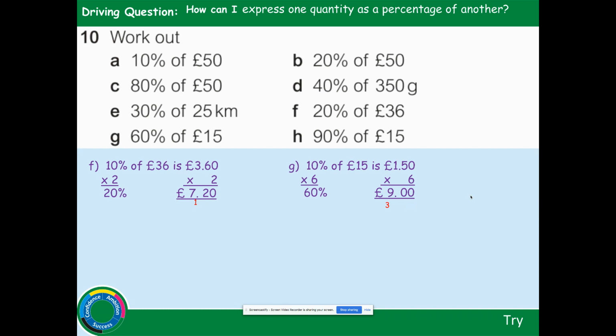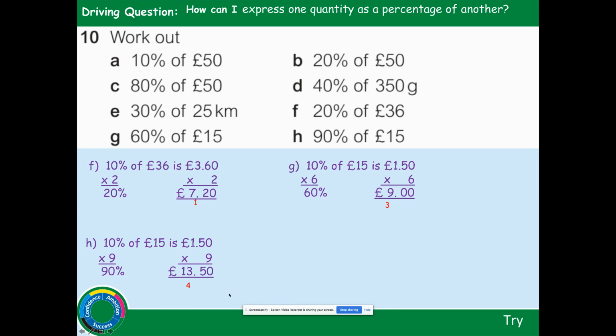So H, we need to find 90%. We've already found 10%, it is £1.50. So we want 90%, so we're going to multiply by 9. Our £1.50 times 9, 9 zeros are 0, 9 fives are 45, carry the 4. 1's 9 is 9, add 4 is 13.